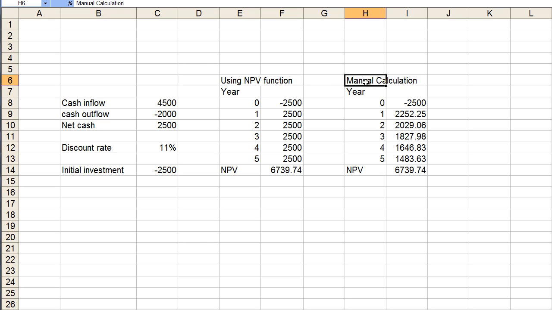but then we've also gone across here to do the manual calculation to see how this works from first principles and then see whether the two match. Now you can see of course that they do match. So how did we do this?